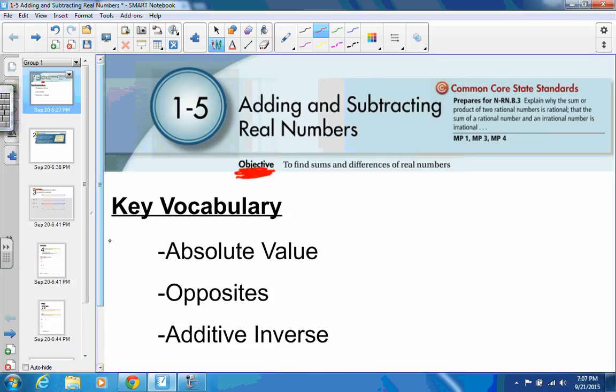A couple keywords as you're writing that down. We have absolute value. We'll talk about absolute value, what that is, and how we use it. Opposites and additive inverses, and those are both very close. You'll find out in a second.